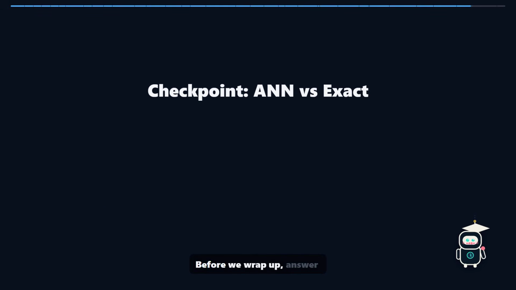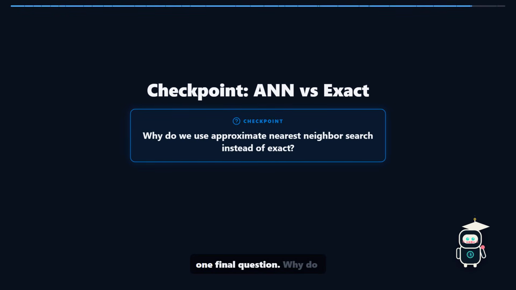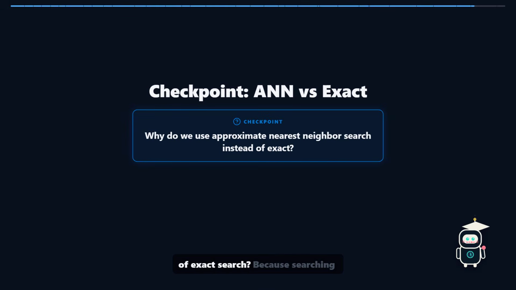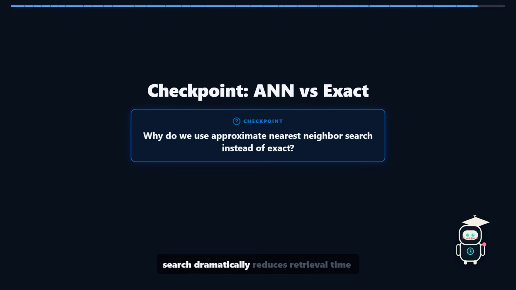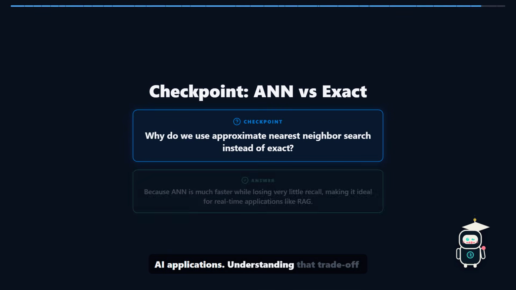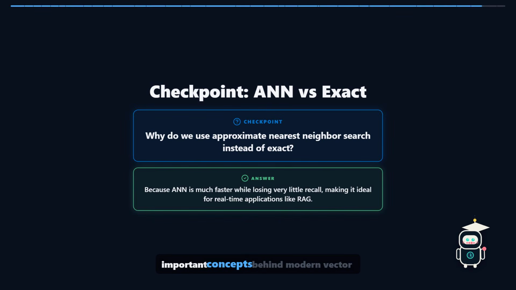Before we wrap up, answer one final question. Why do production AI systems rely on approximate nearest neighbor search instead of exact search? Because searching every vector becomes too computationally expensive as datasets grow. Approximate search dramatically reduces retrieval time while maintaining the level of accuracy required for most real-world AI applications. Understanding that trade-off is one of the most important concepts behind modern vector databases.